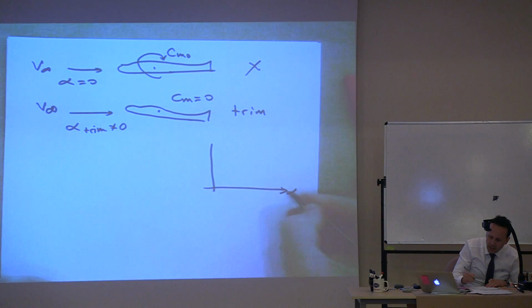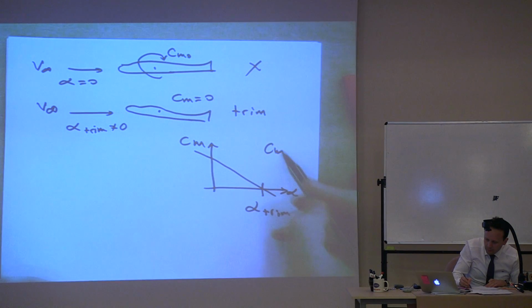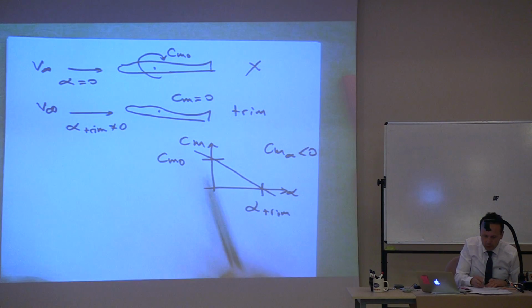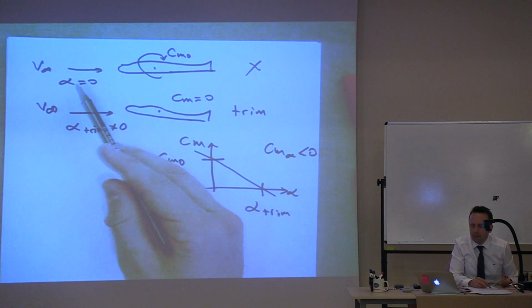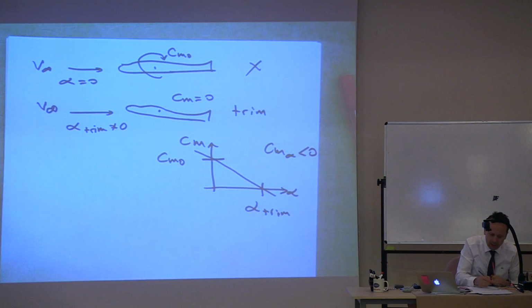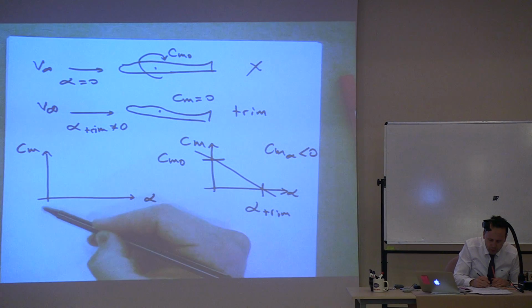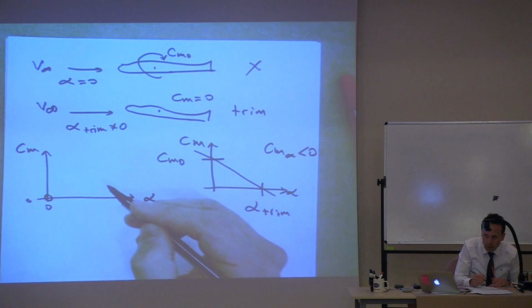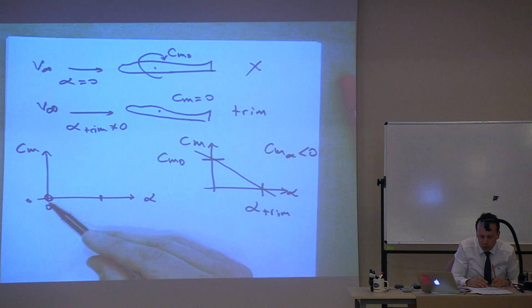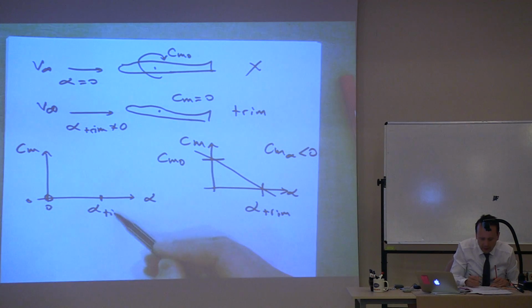In order to justify this, alpha versus Cm. So this is alpha trim, and Cm alpha is less than 0, and Cm0 is positive. The question is, why not have 0 moment at alpha equals 0? Well, if you have 0 moment, it means at alpha equals 0, Cm is equal to 0, and you are here. That doesn't really make sense, because then you are saying at alpha equals 0, Cm must be equal to 0, which means you are trimming at alpha equals 0, right? I mean, it could happen, but we really don't like that either. We want to trim at a positive alpha, and therefore you need this.